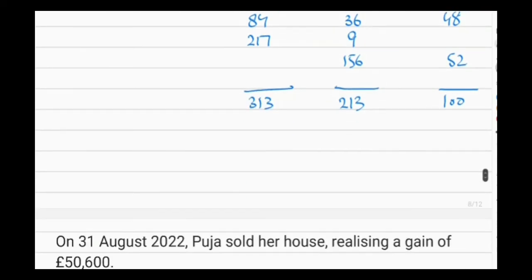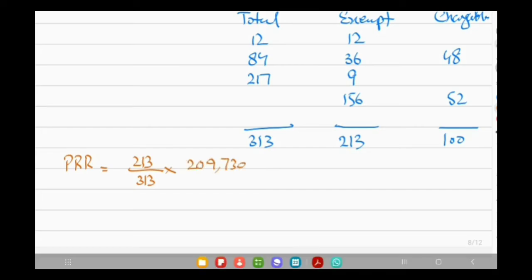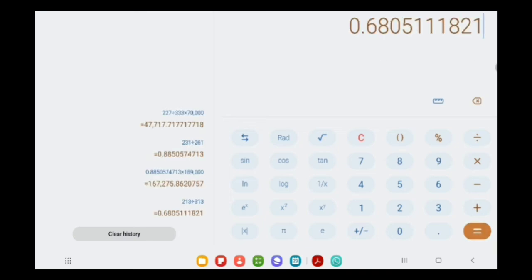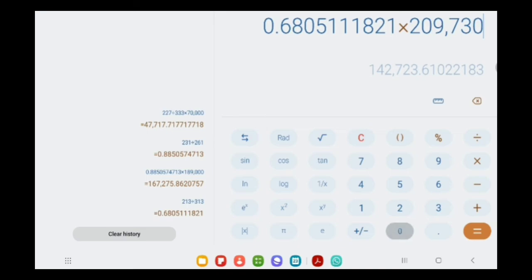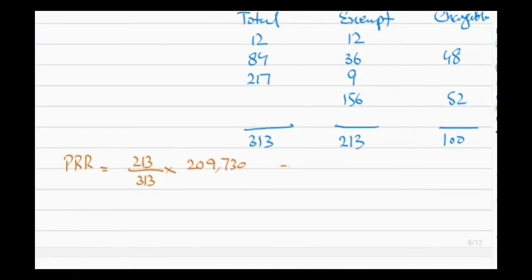First we have to calculate the period that is PRR, so first we calculate the PRR relief. It is period of occupation divided by total period multiplied by gain. That is 213 divided by 313 multiplied by the amount of gain, 209,730. This is 1,47,2,724. This is the PRR relief.